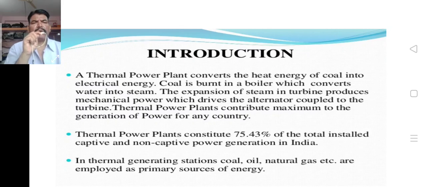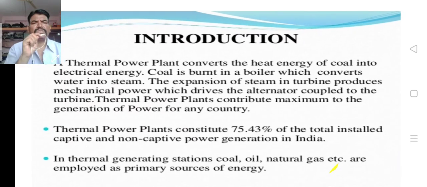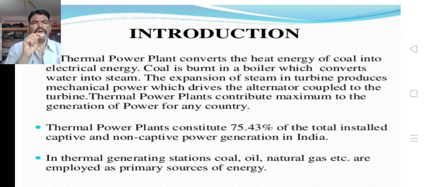Thermal power plants contribute the maximum to the generation of power of any country. Thermal power plants constitute 75.43% of total installed captive and non-captive power generation in India. In thermal generating stations, coal, oil, natural gas, etc., are employed as the primary source of energy.